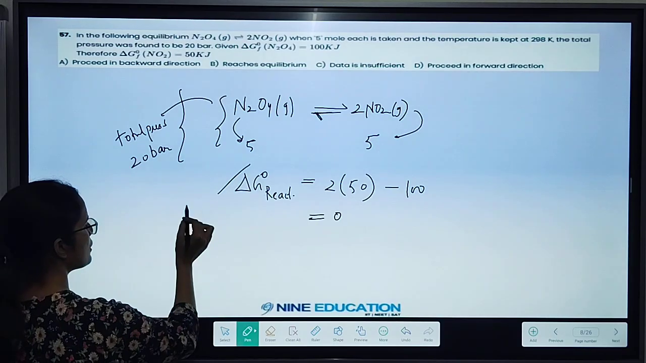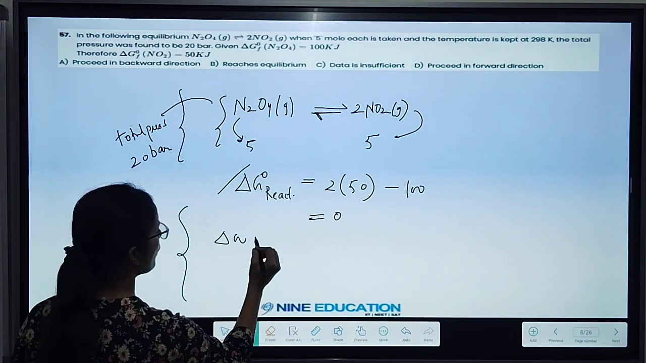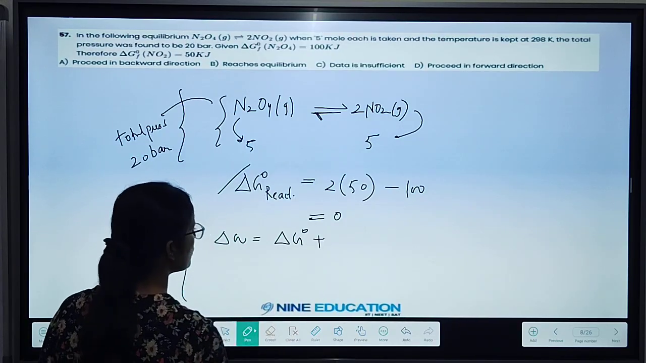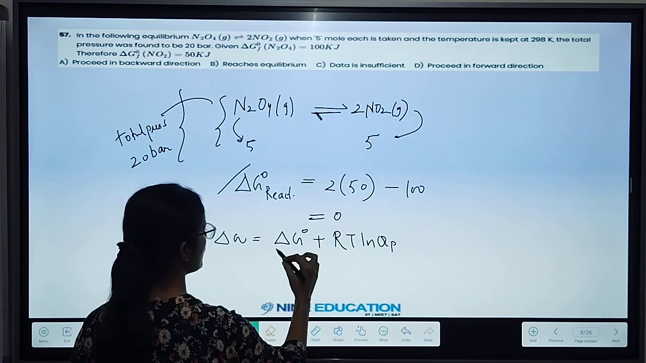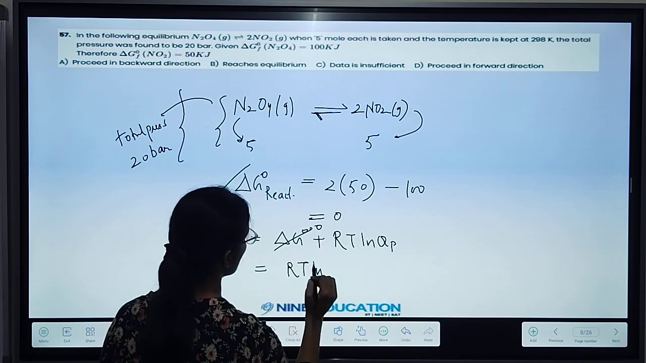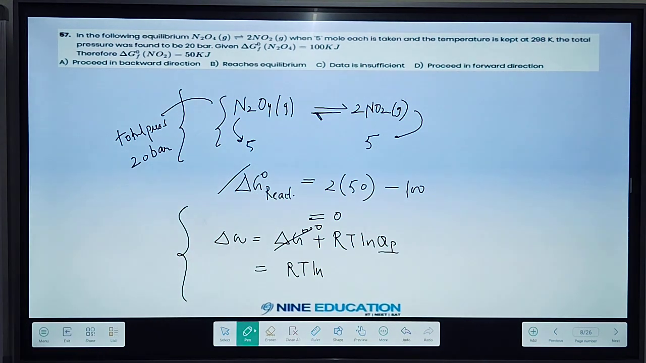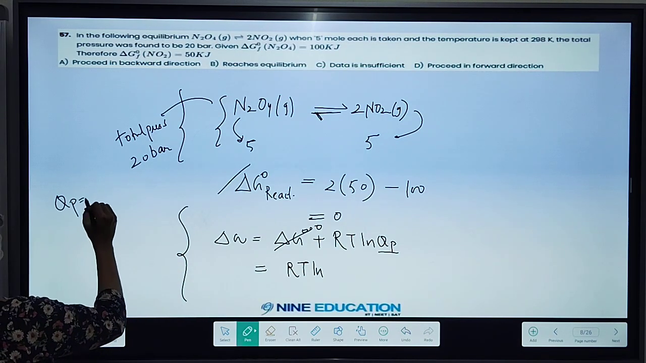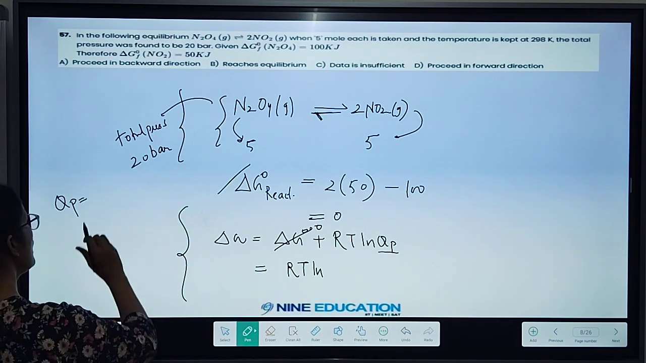And in order to understand the direction of the reaction, we shall be talking about delta G, which is equal to delta G naught plus RT ln QP, right? Here delta G naught is already given 0, and we'll be having RT ln QP. Now we need to understand what is QP. It is a reaction quotient, right? Reaction quotient, which will be related to your reactant and product, right? So if I need to find out QP, it will be pressure of your product divided by your reactant, okay?